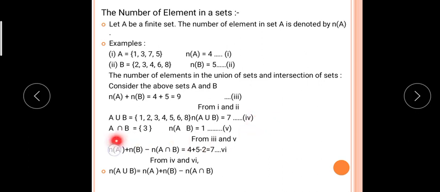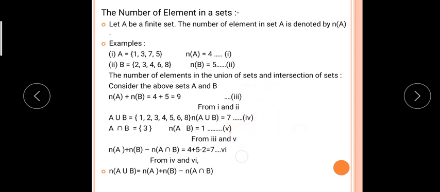Now intersection. What is meant by the intersection of sets? Intersection of sets means the common elements between the two sets. What is the common element between set A and set B? Which one is a common element? There is only one common element, that is 3, and therefore A intersection B is equal to {3}. So how many elements in the intersection? There is only 1.